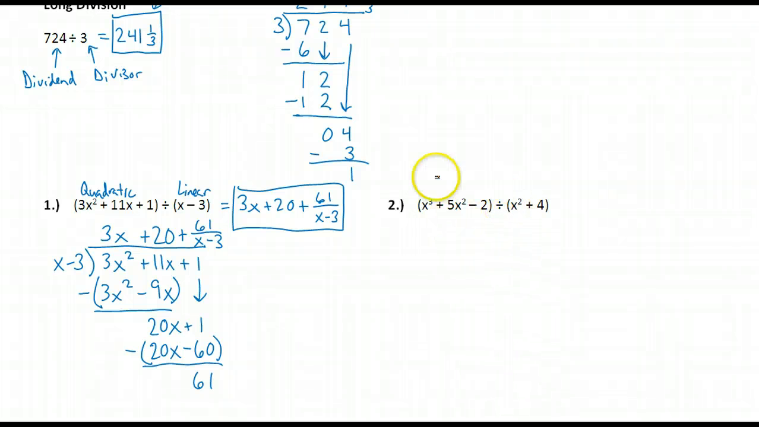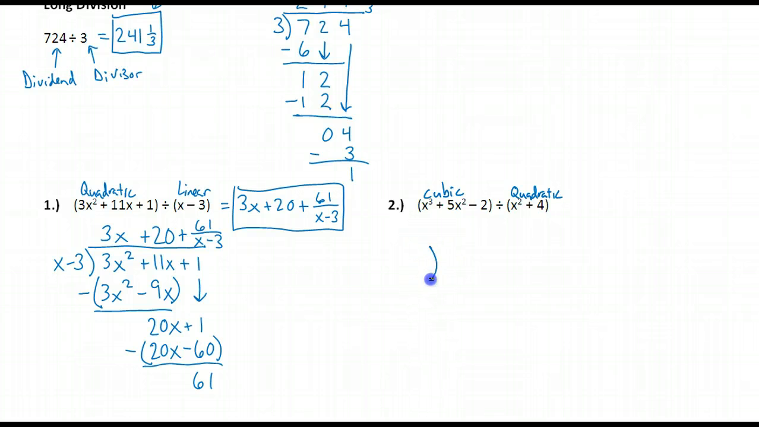This second example, I have a cubic polynomial divided by a quadratic polynomial. They're both written in standard form, but if I look, I have x to the third power, x squared. I'm missing an x to the first power, and then I have an x to the 0 power, a constant. If I look at my quadratic, I have an x squared. I'm missing an x to the first term, and I have an x to the 0 term, a constant with this 4. In order to do long division, I need placeholders.